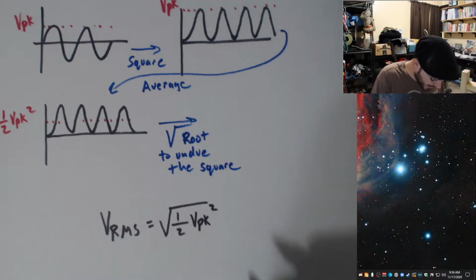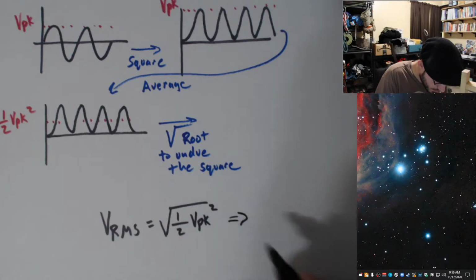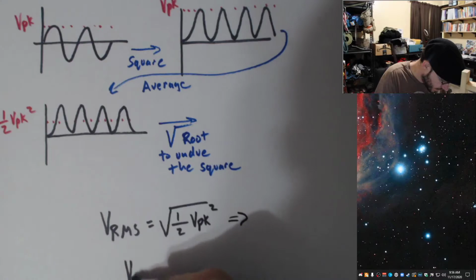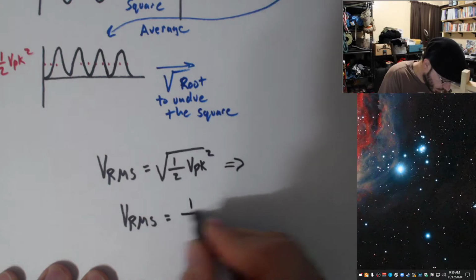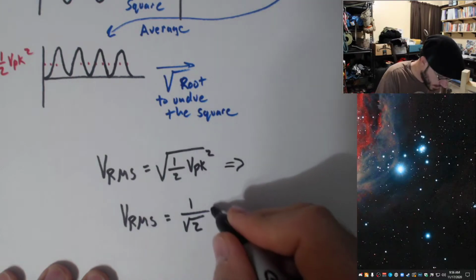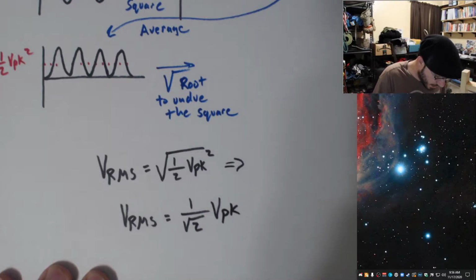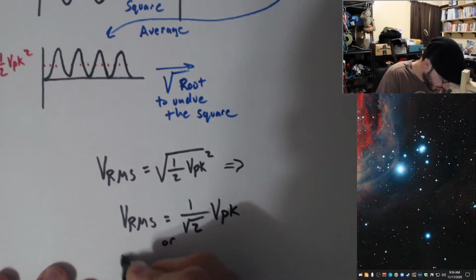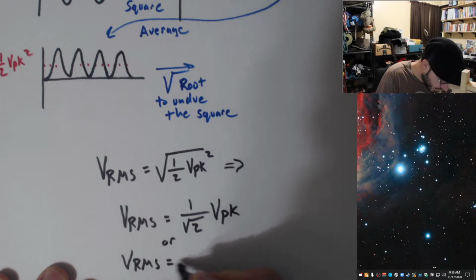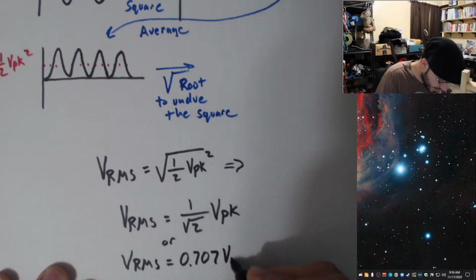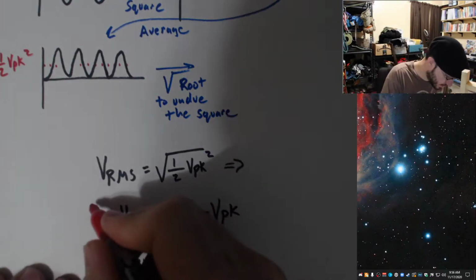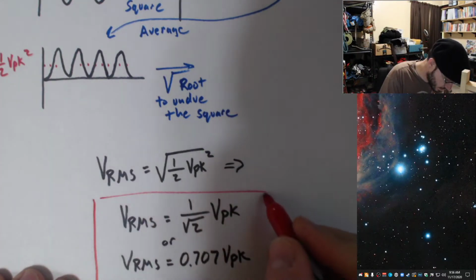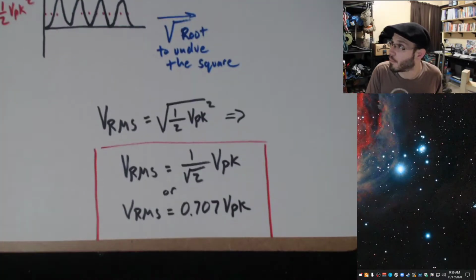And this very commonly gets abbreviated to VRMS is equal to 1 over root 2 times V peak, or VRMS equals 0.707 times our peak voltage. And memorize this one.